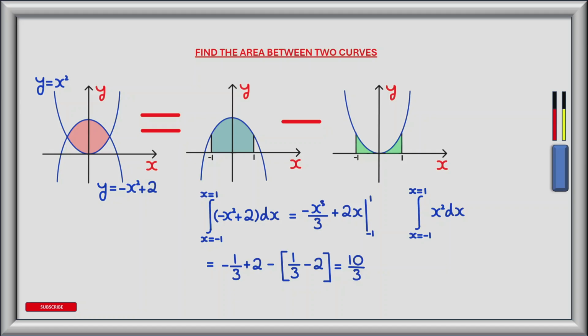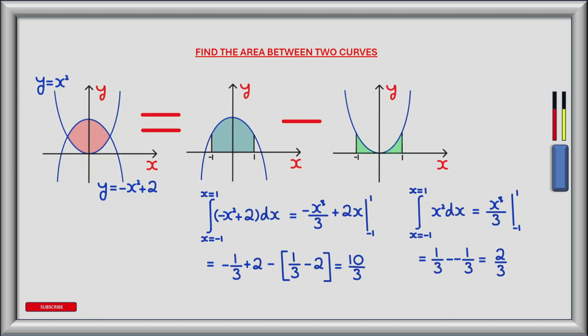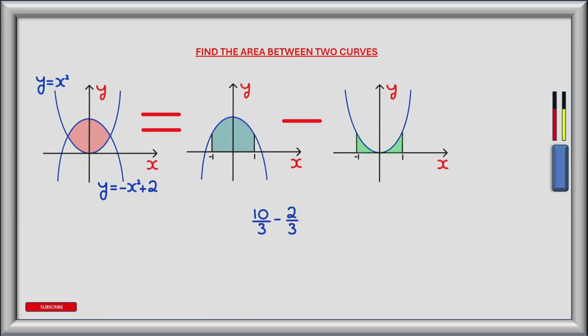And similarly, to find the area shaded in green, we can integrate the function y equals x squared between x equals minus 1 and x equals 1. The antiderivative of this is x cubed divided by 3, which we need to evaluate between x equals minus 1 and x equals 1. Plugging the limits of integration into the antiderivative, we have 1/3 minus minus 1/3, which is equal to 2/3.